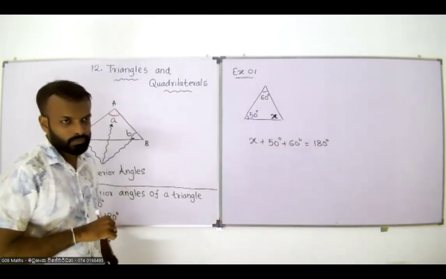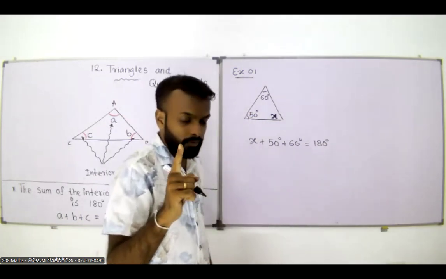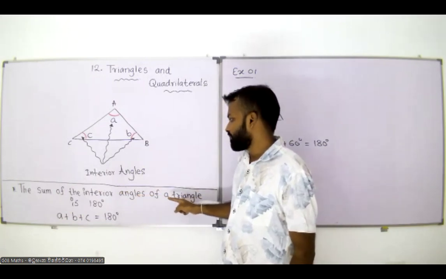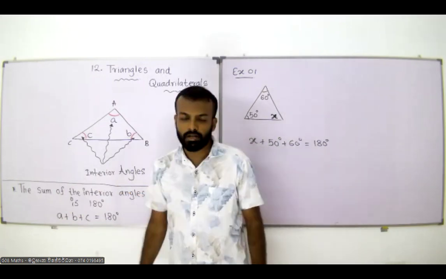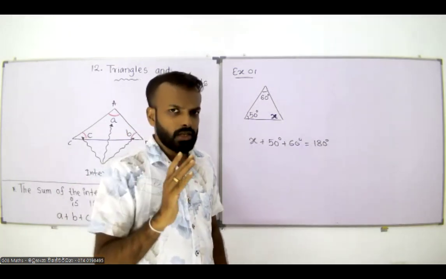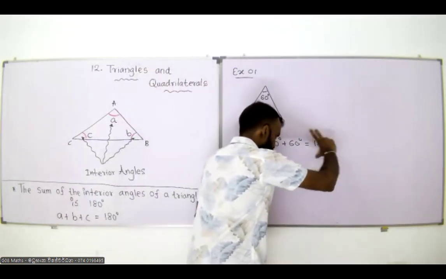180 degrees. Right. If someone asks you what the reason is: the sum of the interior angles of a triangle is 180 degrees. Very basically, you can write that the sum of the interior angles of a triangle is 180 degrees. That's why we write it.